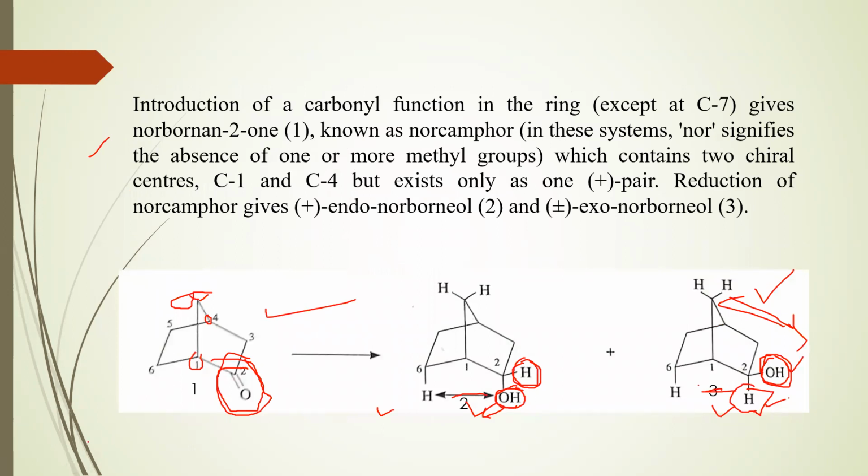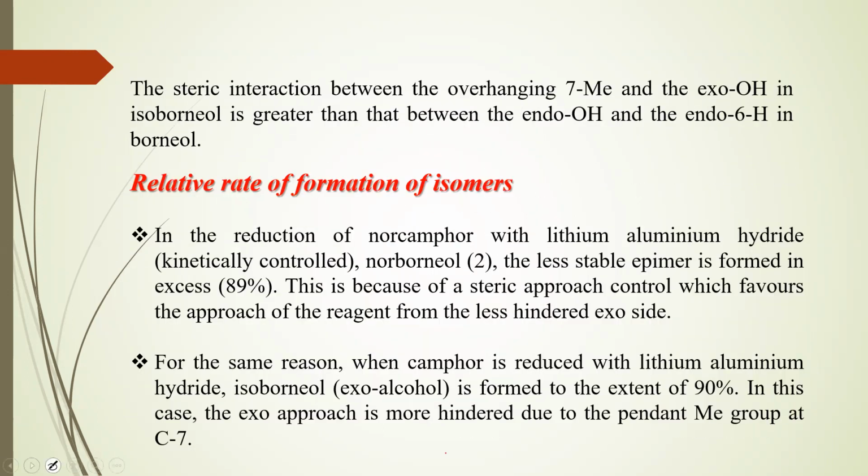in this case, on reducing with lithium aluminum hydride under kinetic control, the norbornan-2-ol, the less stable epimer, is formed in excess, 89%. This is because of steric approach control, which favors the approach of the reagent from the less hindered exo side.